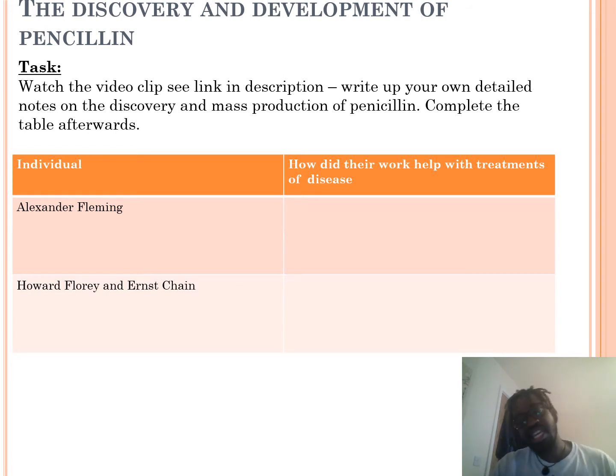Now, there are three key individuals when you look at the story of antibiotics, but before you fill in this table that's there, watch the clip first. So as usual in the email, there'll be a link to a YouTube clip. Watch that and take detailed notes on the story of the discovery and the development of penicillin.